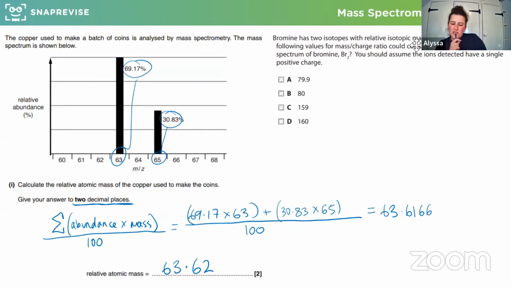What are we thinking? Which of these following values for mass to charge ratio could correspond to a peak in the mass spectrum of bromine? So it's the mass divided by 1. That's what we've been told. It's got a charge of 1. So mass divided by 1. Does it equal 79.9 for bromine? Does it equal 80? Does it equal 159? Or does it equal 160?